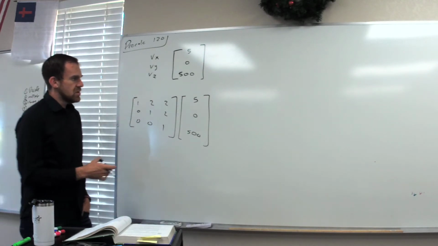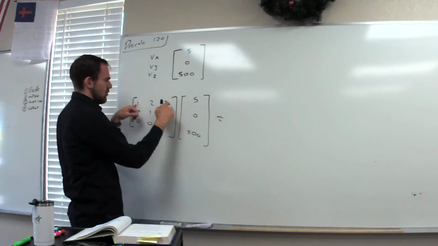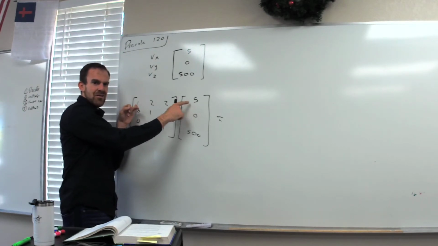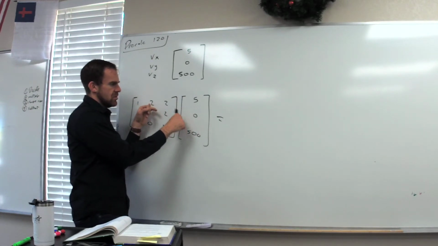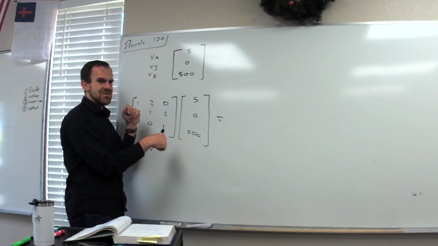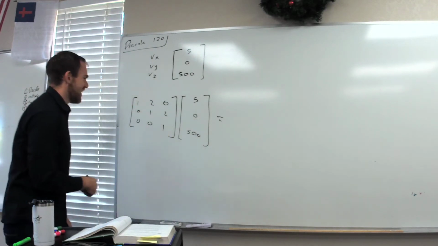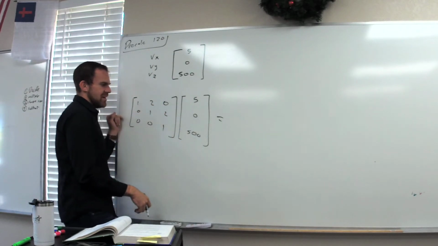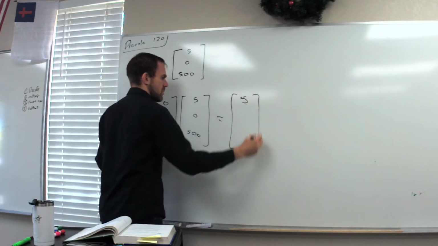So when I multiply this, I take this row times this column, and so I get 1 times 5, which is 5. Plus 2 times 0, which is 0. 0 times 500 is 0. So I retain my 5.